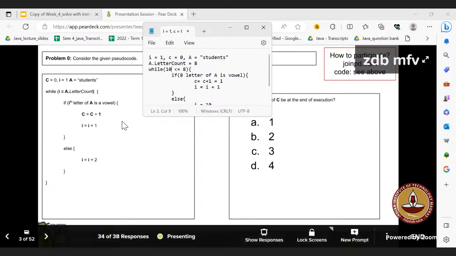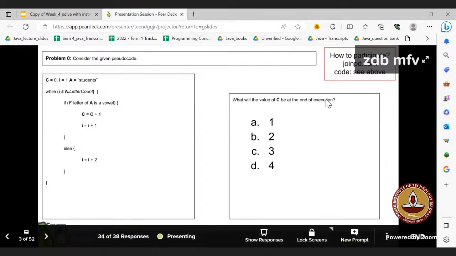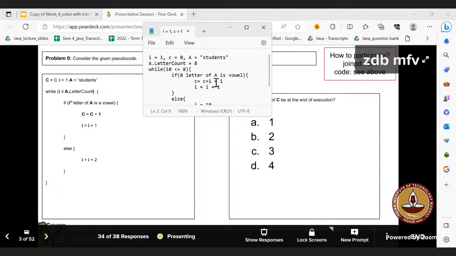So what is being asked in the question? What will be the value of C at the end of execution? So you can see the final value of C. What is it? It is 1 only, no? So the correct answer is 1.